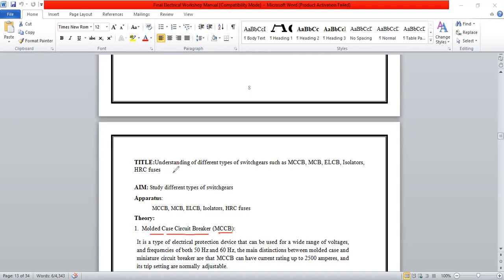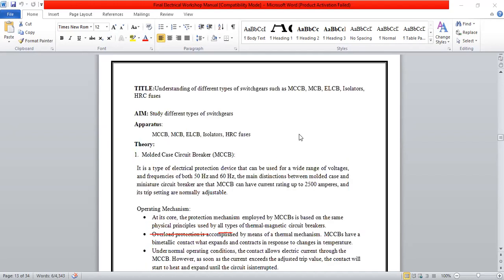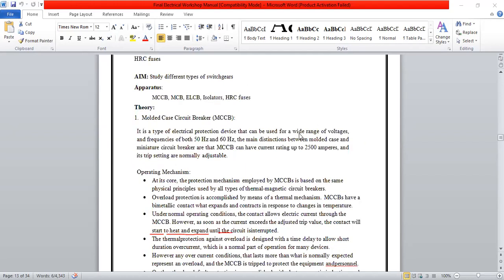Molded case circuit breaker is a type of electrical protection device. This molded case circuit breaker can be used for a wide range of voltage. So the voltage range for this molded case circuit breaker is a wide range of voltage, and the frequency should vary from 50 hertz to 60 hertz.